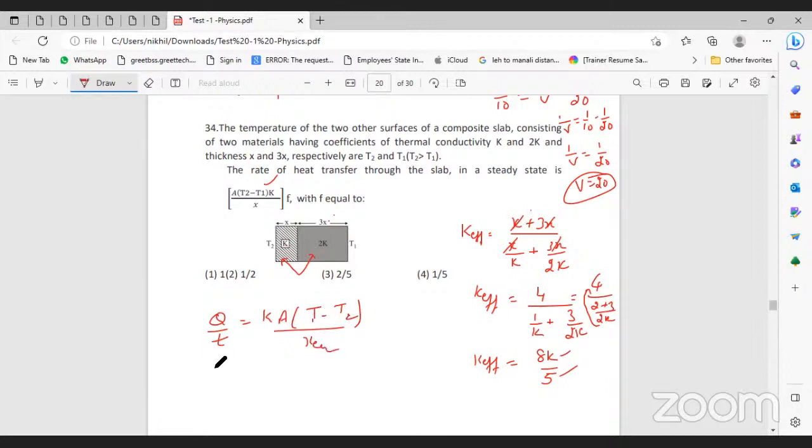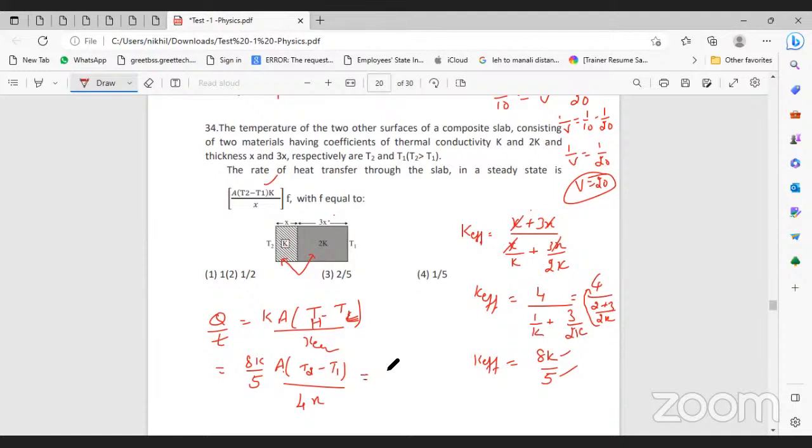So this is Q by T, which is equal to K effective into A effective, times the higher temperature minus the lower temperature, T2 minus T1, divided by the total thickness. K effective will be 8K by 5. You can take higher temperature minus lower temperature. The total thickness will be X plus 3X, that will be 4X.